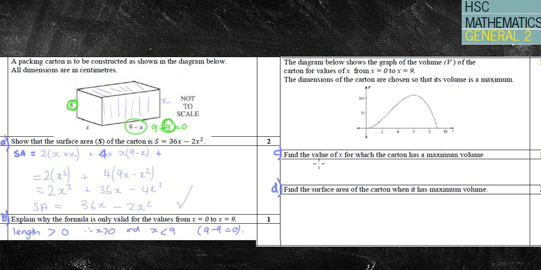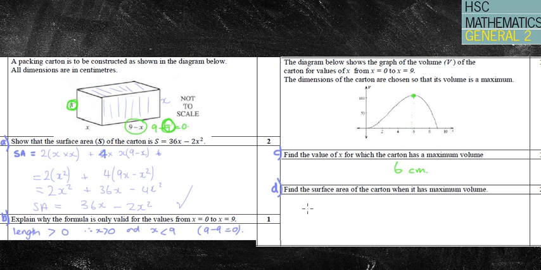Find the value of x for which the carton has a maximum volume. Well, my volume is on the y-axis, isn't it? Therefore, because that's the volume of the cartons, so that's going to be my maximum volume there. Go down, look at that, it says it's going to be 6. Well, actually not 6 cartons, it's going to be 6, whatever the length's going to be. So yeah, 6 centimeters maybe.